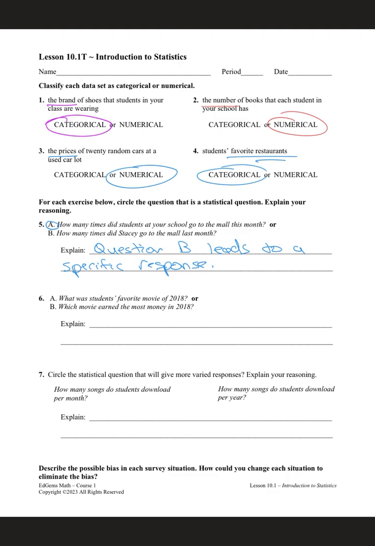Okay. Here we go with number 6. On number 6, it says, A, what was students' favorite music in 2018? Or B, which movie earned the most money in 2018? So in this case, what's a better statistical question? You're looking for a broad range of information, a broad range of responses, nothing too specific. So that would be A. All right, and the reason for that is the second question has only one answer.